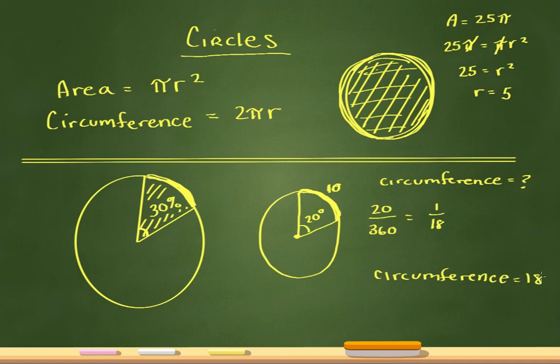Okay? So this is just an example to show you. If they don't give you the radius and they're asking for circumference, you might want to think about using the fact that this slice is a particular part out of a whole, out of the entire circle, right? So if you can find what part it is, right, so 1/18th or 30% or whatever it is, a decimal, you can figure out what the other parts are, right? Because those are also 1/18 of the entire circle.